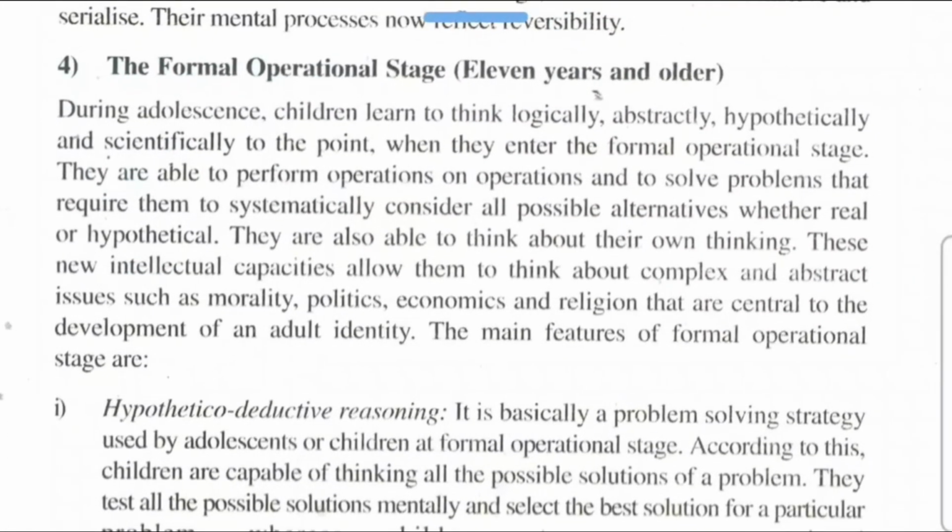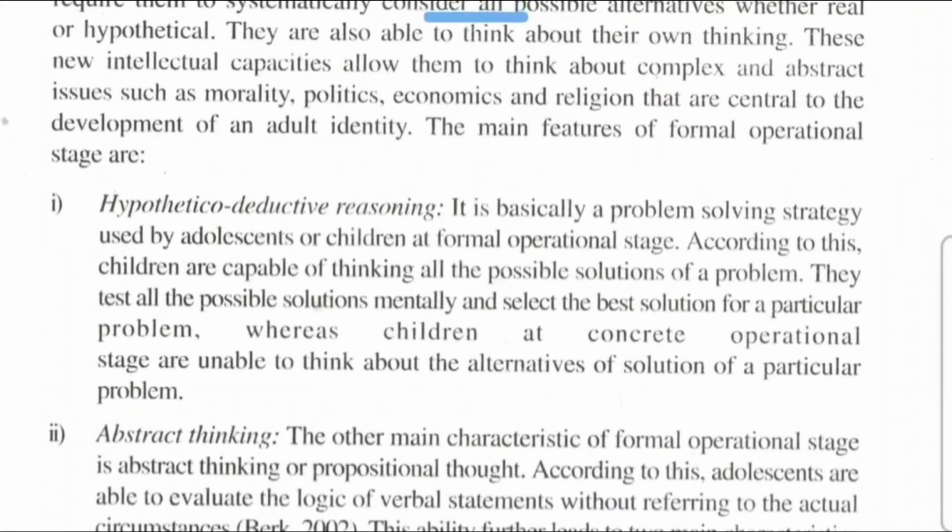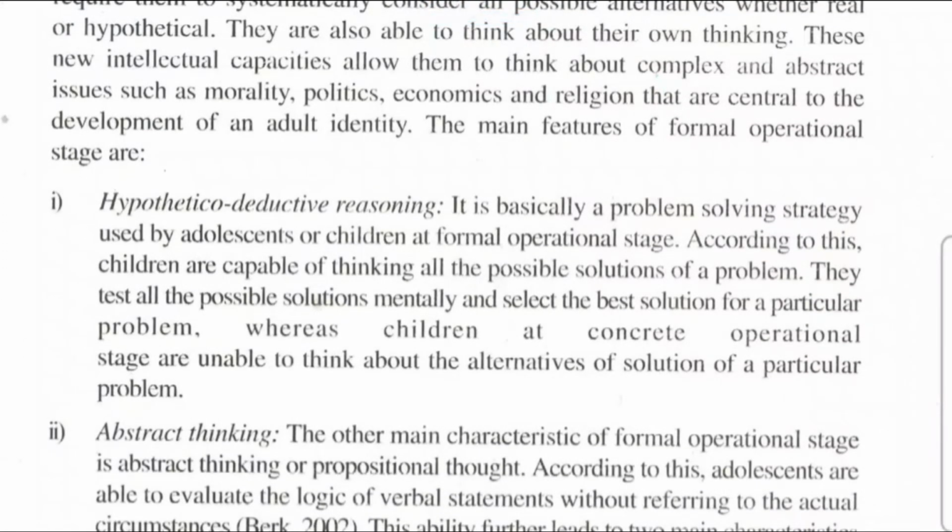For the formal operational stage, 11 years and older, during adolescence, children learn to think logically, abstractly, hypothetically, and scientifically. At this point, they enter the formal operational stage. They are able to perform operations on operations and solve problems that require them to systematically consider all possible alternatives, whether real or hypothetical. They are also able to think about their own thinking. These new intellectual capacities allow them to think about complex and abstract issues such as morality, politics, economics, and religion, which are central to the development of an adult identity.